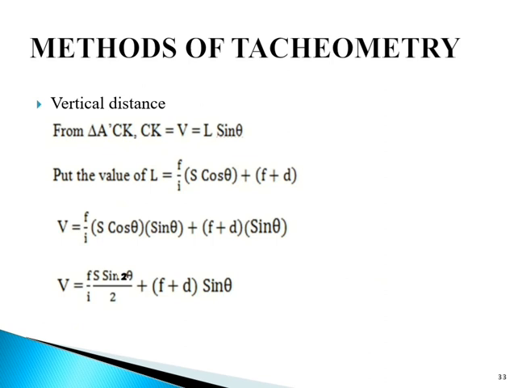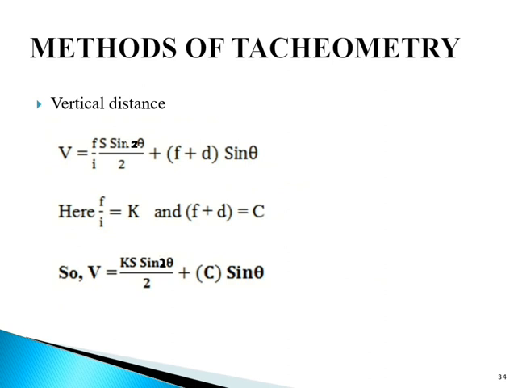Now if we talk about vertical distance from triangle A'CK, where CK is equal to V, which is equal to L sin theta. So put the value of L is equal to F upon I into S cos theta plus (F plus D). So the equation of V, or say vertical distance, will be F upon I into S cos theta into sin theta plus (F plus D) into sin theta. So further simplifying it, V is equal to F upon I S sin 2 theta by 2 plus (F plus D) into sin theta.